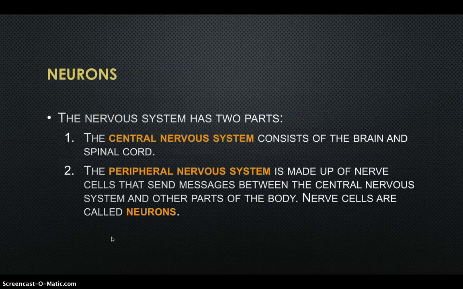Neurons. The nervous system has 2 parts. The central nervous system consists of the brain and spinal cord, and the peripheral nervous system is made up of nerve cells that send messages between the central nervous system and other parts of the body. Nerve cells are called neurons.